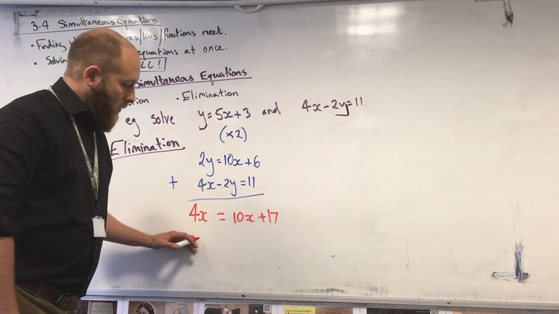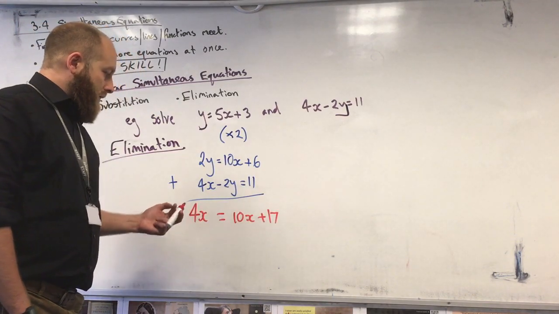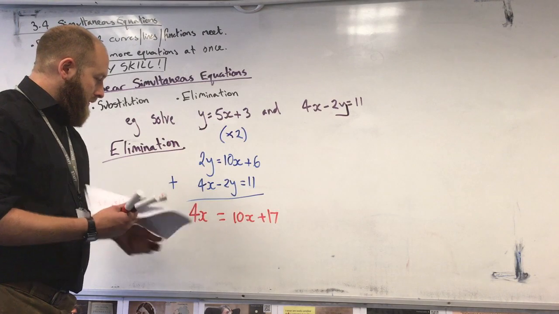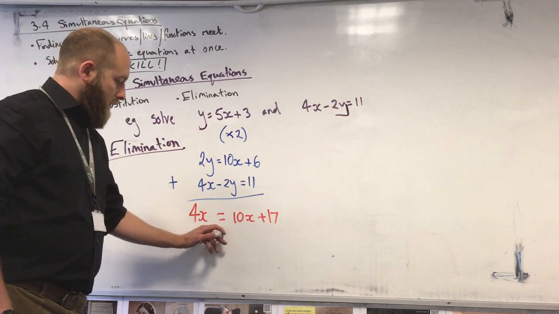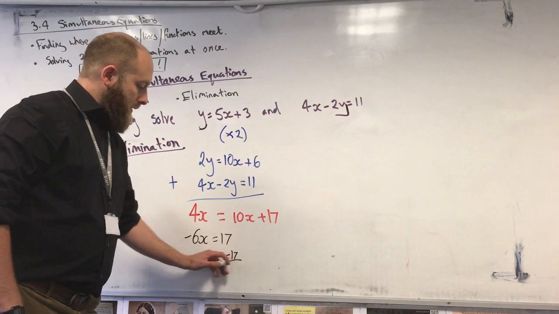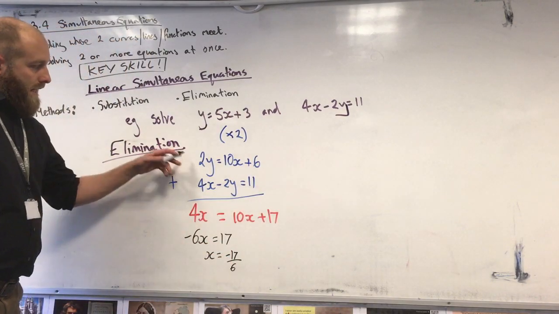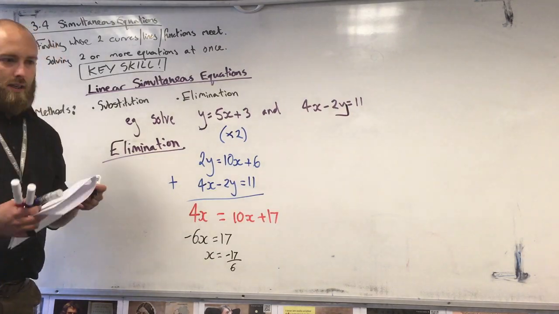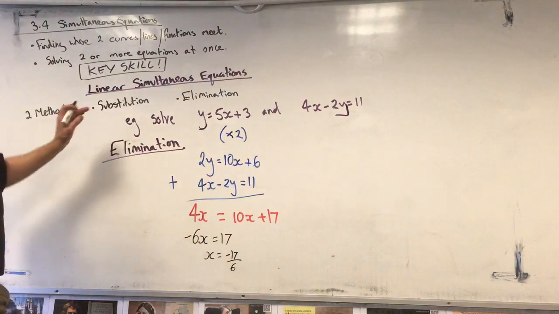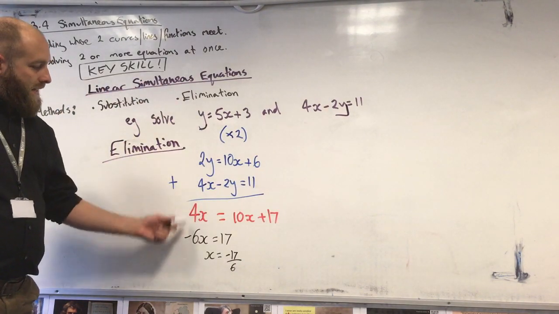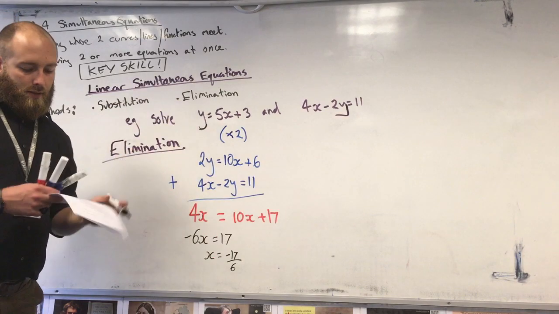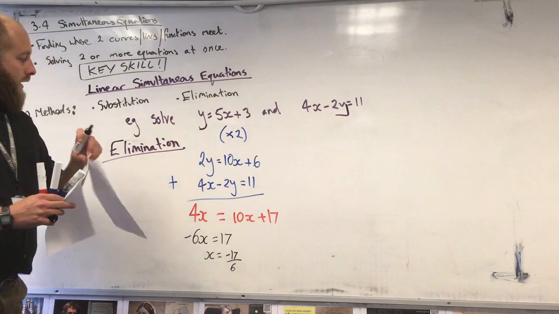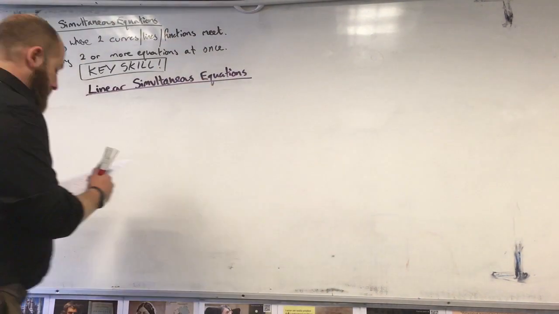We can then solve this because we've got an equation that only has x in it and rearrange to find what x equals. So take 10x from each side, so we get minus 6x equals 17, so x equals minus 17 over 6, and then we can substitute that back in to find the y value, which will give us the same thing as before, which was minus 67 over 6. So two different methods, substitution and elimination. Elimination can be a bit faster, but only works with linear simultaneous equations. Okay, let's try one more example for another method of elimination.